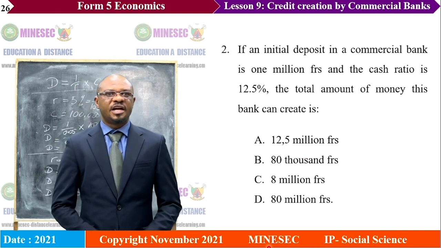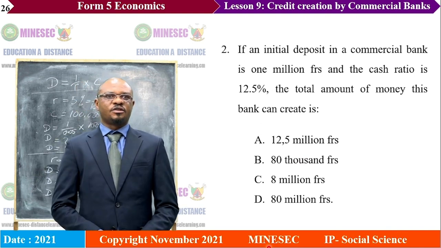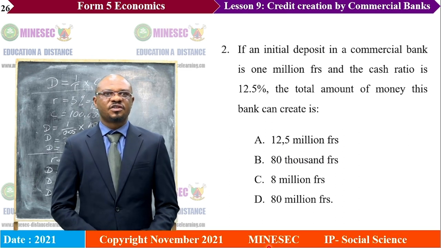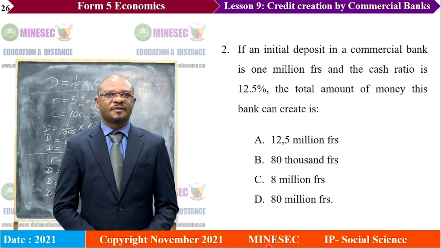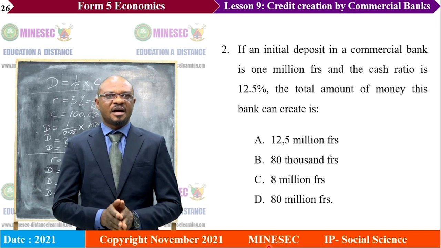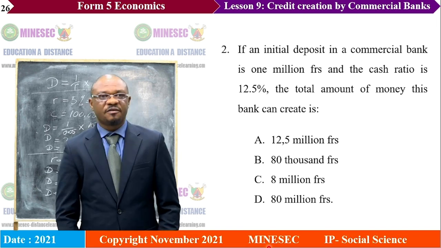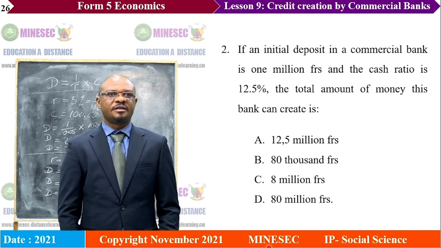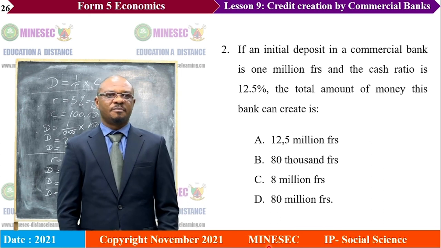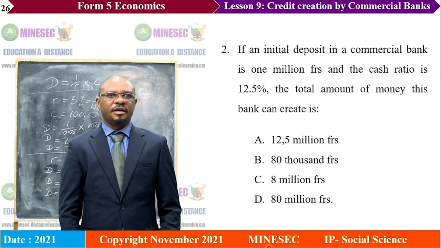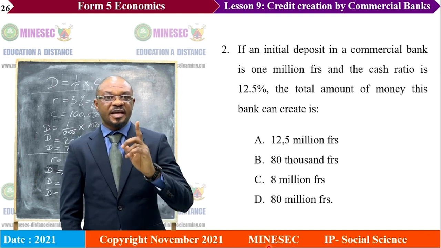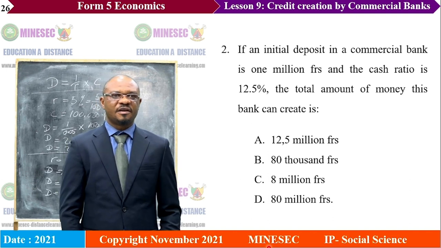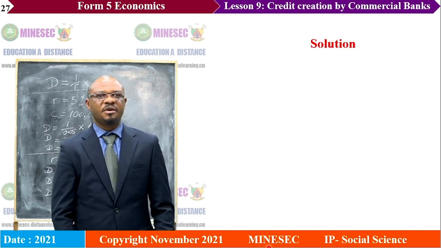Two, if an initial deposit in a commercial bank is 1 million francs and the cash ratio is 12.5%, the total amount of money this bank can create is, we have A, 12.5 million francs, B, 80,000 francs, C, 8 million francs, and D, 80 million francs.